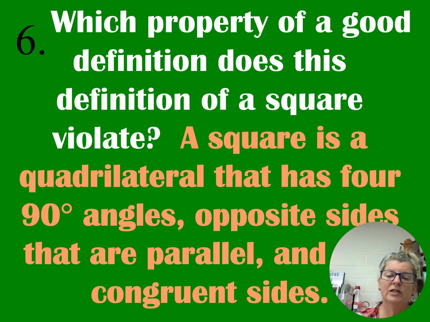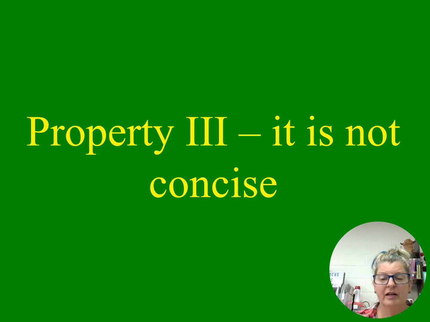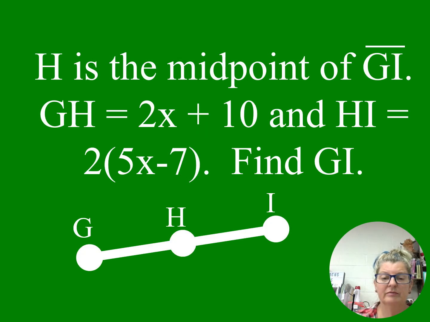Which property of a good definition does this definition of a square violate? A square is a quadrilateral that has four 90-degree angles, opposite sides that are parallel, and congruent sides. Sorry, my head is in the way. So what does that violate? It's not concise, it's too wordy. Okay, so let's look at this. Here's a problem. I want you to pause, try to find the answer to this, and then come back to the answer. So pause me now.